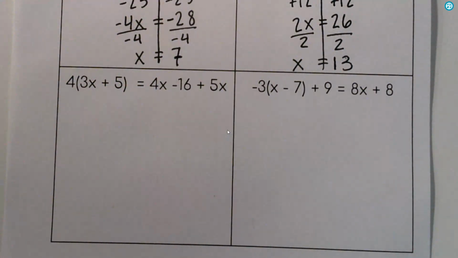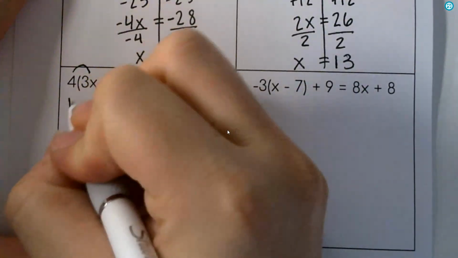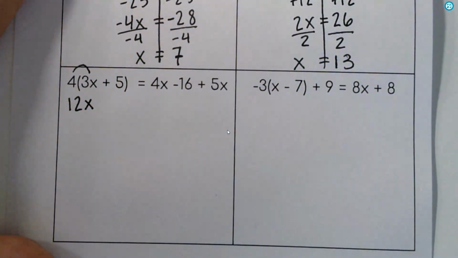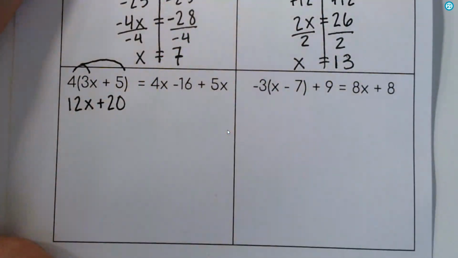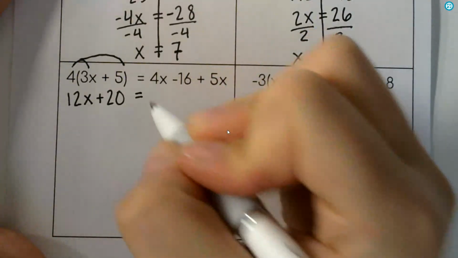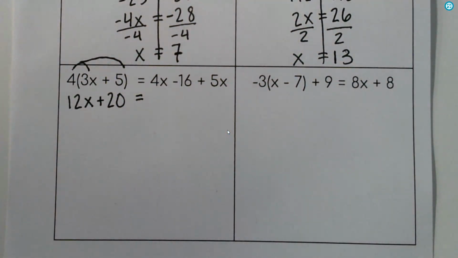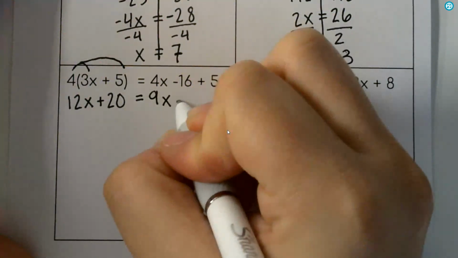Okay, so this one on the left side, we're going to distribute. 4 times 3x is 12x. 4 times 5 is 20. So I've got 12x plus 20 there. Equals. What can I combine on the right side? The numbers with the x's, the 4 and 5. So 4x and 5x is 9x minus 16.